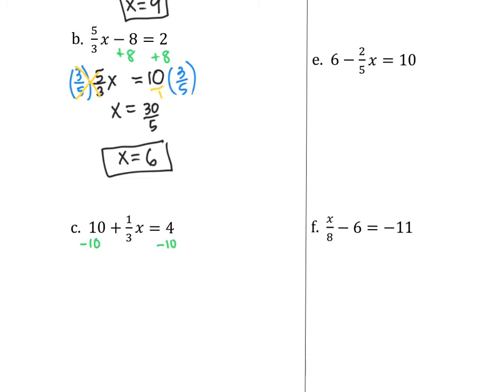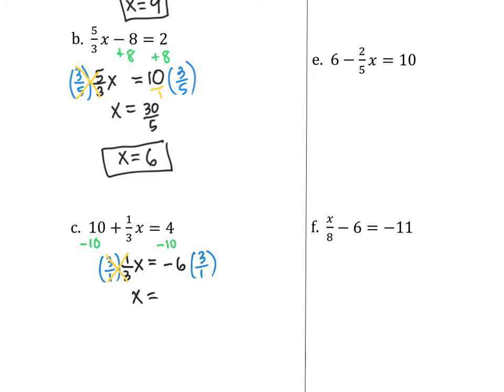Okay, the 10's cancel, so I'll bring down 1/3 x equals 4 minus 10. I mean, I can't really do 4 minus 10, but 10 minus 4 is 6, so 4 minus 10 is negative 6. Okay, I want to cancel the 1/3, so I'm going to multiply by 3/1. I'll do the same thing on the right side. Okay, remember, if I did it right, 3 cancels, 1 cancels.